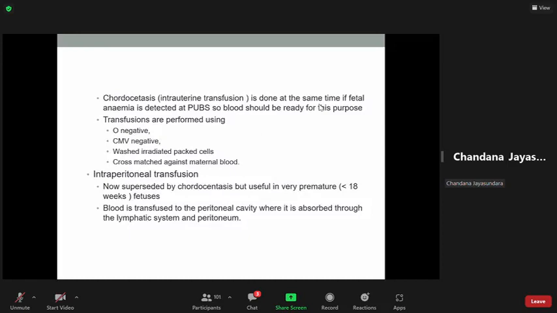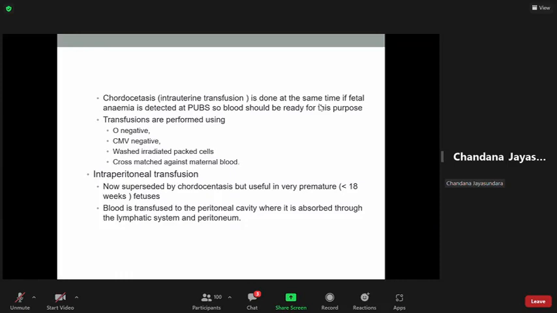But the other method is we can do intraperitoneal transfusion as well. That is, we just give the blood into the peritoneal cavity of the baby, and the baby's peritoneal cavity acts as a membrane and will absorb the blood cells, but it's not as effective as cordocentesis, which is giving blood directly to the cord.